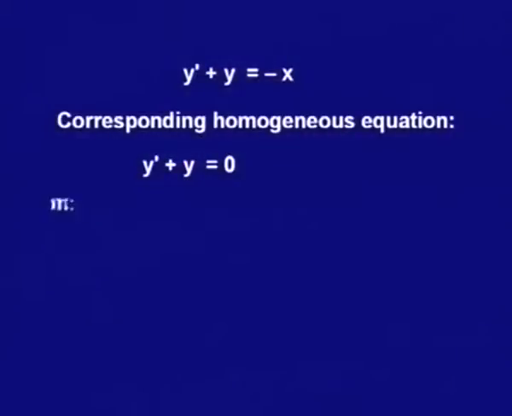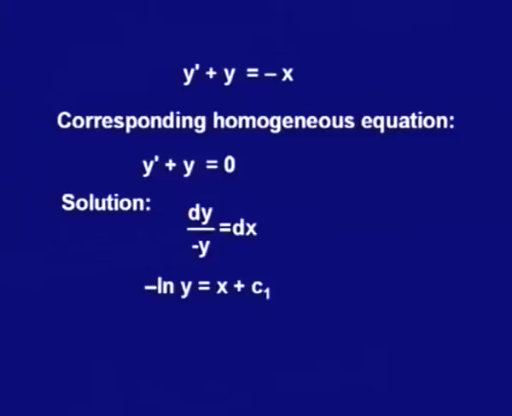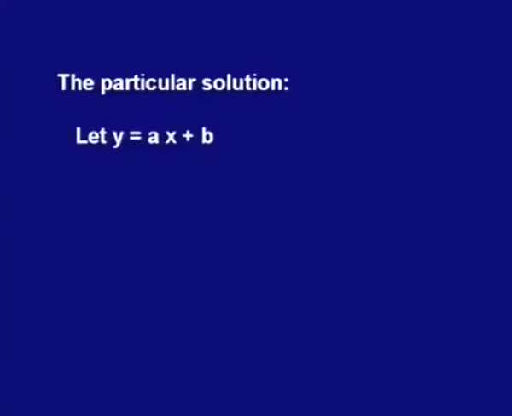So, here I have used the separation of variables, I have got dy over minus y is equal to dx. Integrating on both the sides, we get minus log y is equal to x plus c1, or we could write y is equal to c e to the power minus x. Now, for getting the solution of the non-homogeneous equation, we have to assume one solution. So, let us say the particular solution, let y is equal to ax plus b.